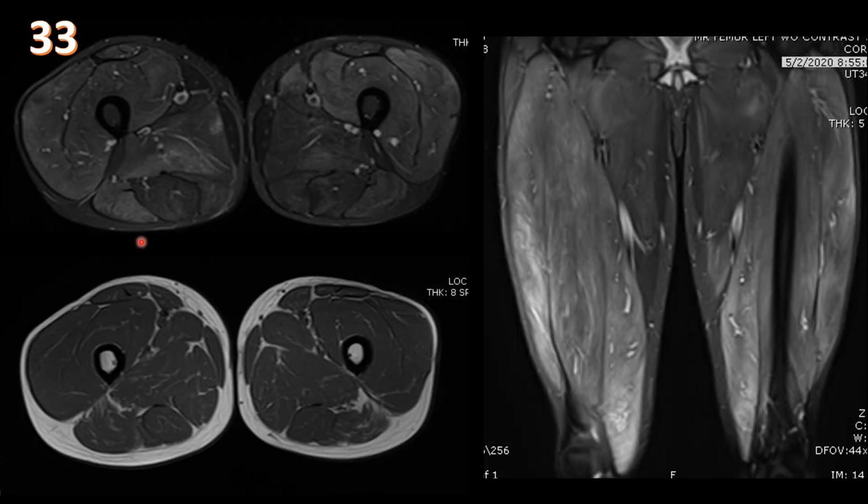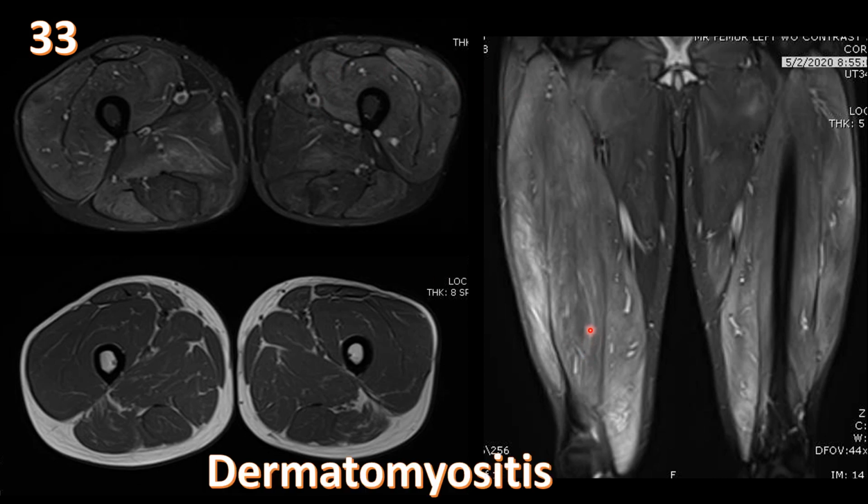Case number 33, we have axial T2 and T1 images of the proximal thigh and then coronal T1 post-gadolinium, and we see patchy increased T2 signal intensity within the anterior and posterior muscle groups of the proximal thigh. This is related to diffuse myositis. And when we give contrast, it enhances, so it's an acute and active myositis because it's diffuse, and in the proximal musculature of the thigh, we can favor the diagnosis of dermatomyositis.